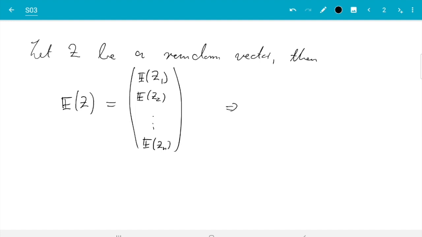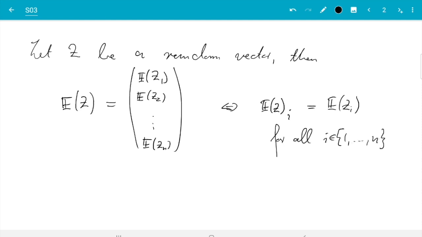In short, I can write that as E of Z, i's component, equals expectation of Zi. That is more compact, but of course now it is also more subtle, because now the i is once outside and once inside, but I here prefer the vector notation on the left because it's a bit more explicit. So on the right we need to write for all i from 1 up to n. Good, and that is really all there is to it.